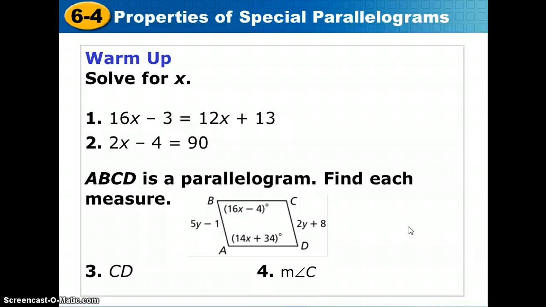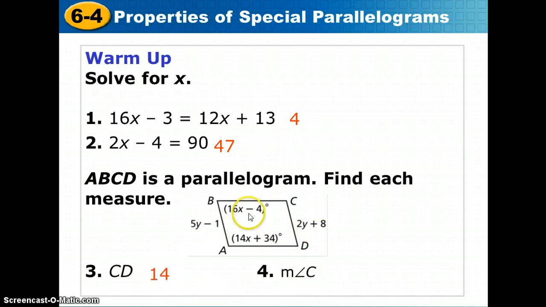Alright, hopefully you've had a chance to answer all four. Here are what we should get. Solving for x, number 1, x is 4. Number 2, x is 47. Now for 3 and 4, we're using this diagram to give us these measurements. CD, you would set 2y plus 8 equal to 5y minus 1, so CD is 14.